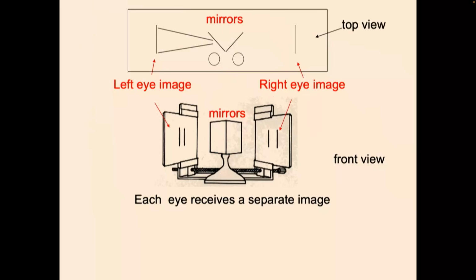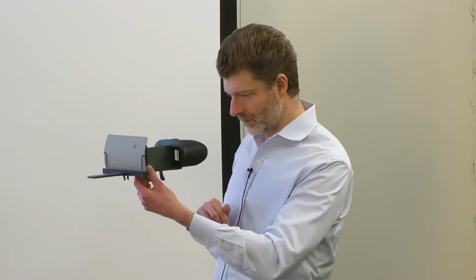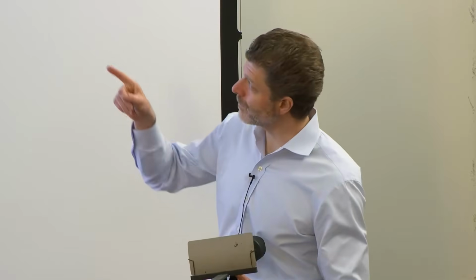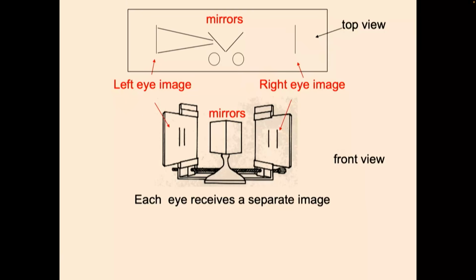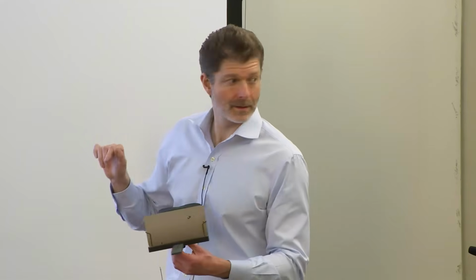And here's another diagram of this. This particular version actually works a little bit differently. This uses prisms, but the classic version involves mirrors. So you have two images on either side and then two mirrors.